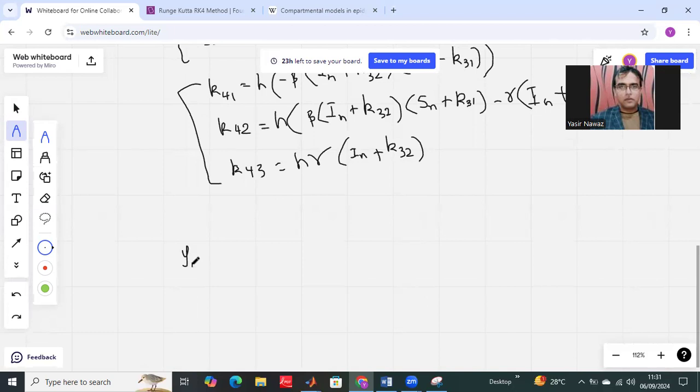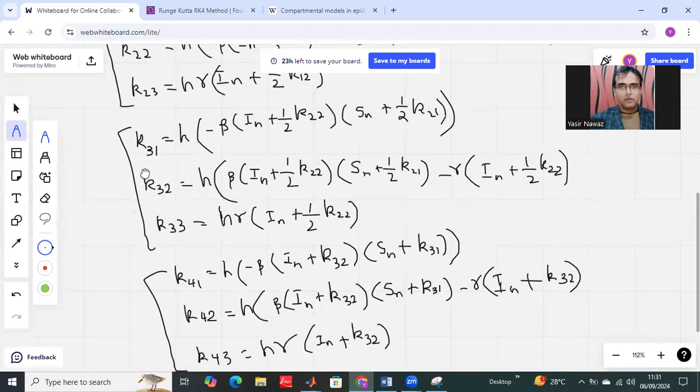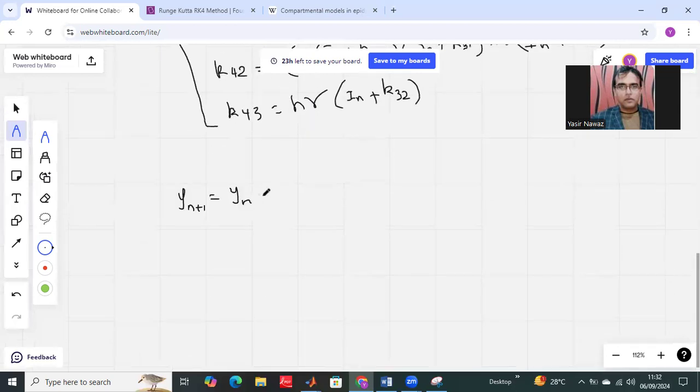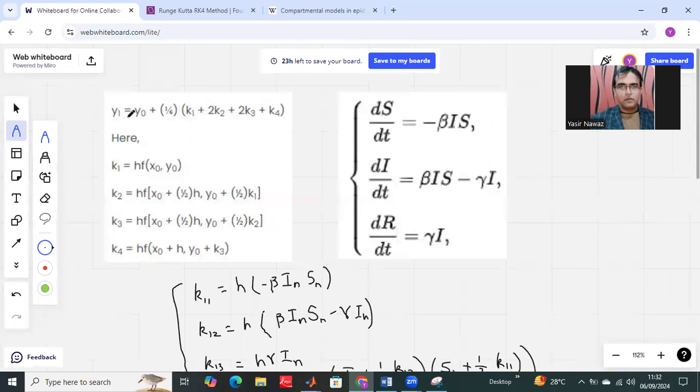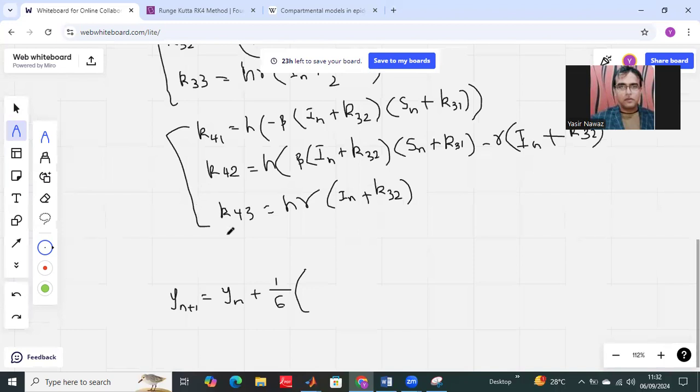Yn plus 1 is equal to Yn plus 1 over 6 K1. So here Y1 is n plus 1 and Y0 is n. And then 1 over 6 K1 plus 2 K1. K1 is just, I will not use Yn, so I will write it as Sn.